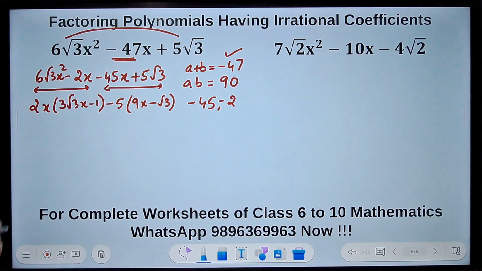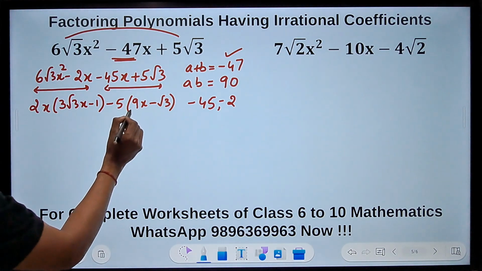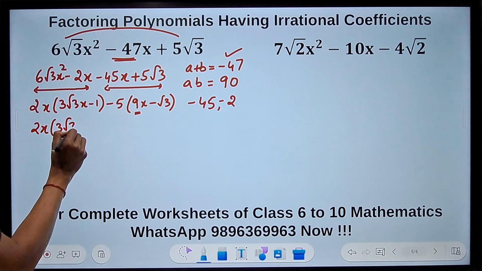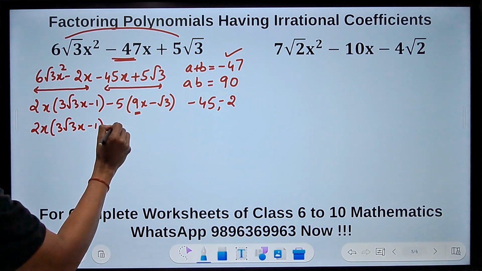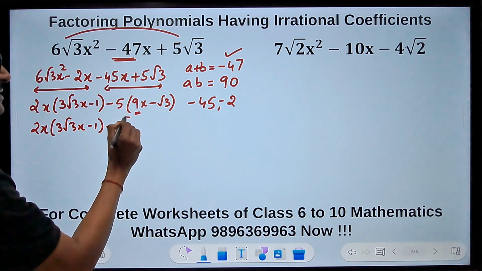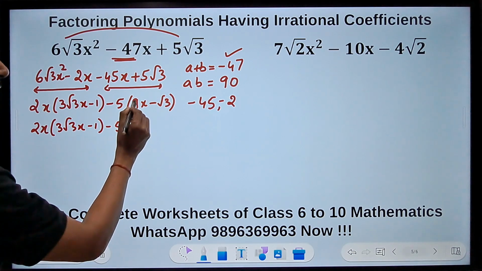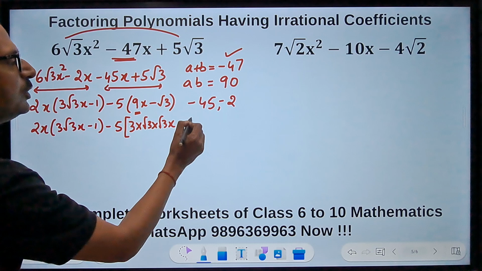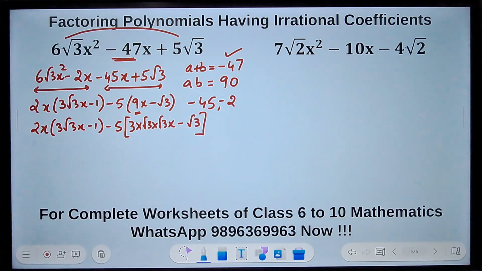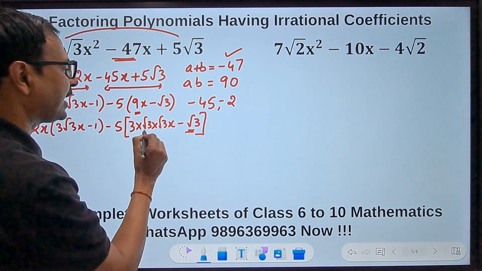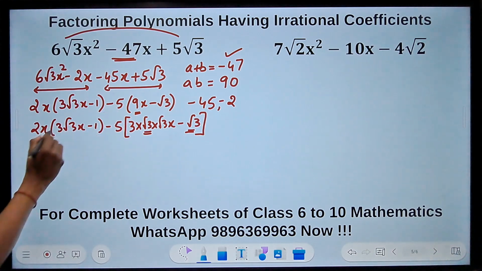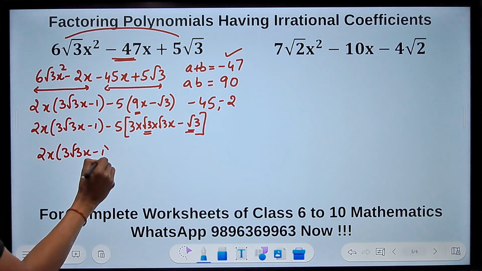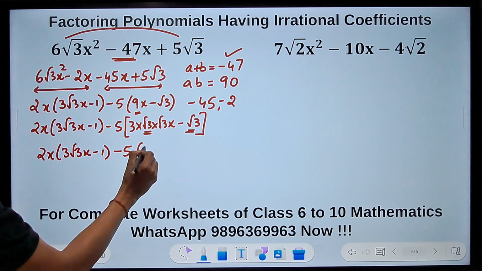Now is the bracket same? Not at all. So we need to break this 9 now. So 2x, 3 root 3x minus 1 minus 5. Let's break the 9. 9 is 3 times 3 and 3 is root 3 times root 3. See what did I do? Now this is the important step because this root 3 actually is the hidden factor which I have to take out. So 2x, 3 root 3x minus 1 minus 5 and now root 3 comes out.